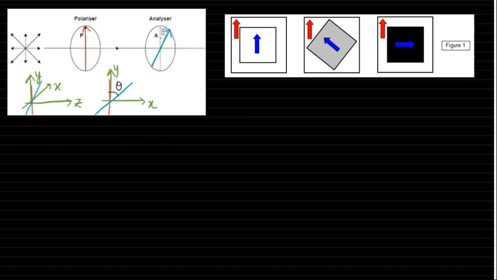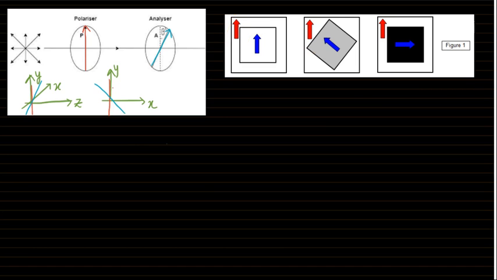In the first case, the plane of polarizer and plane of analyzer are pointing in the same direction. If they are pointing in the same direction, then this is the plane of analyzer and this is the plane of polarizer. In this case, theta will be 0 degree. That means the plane of polarizer and the plane of analyzer coincide. In that case, maximum light passes through.